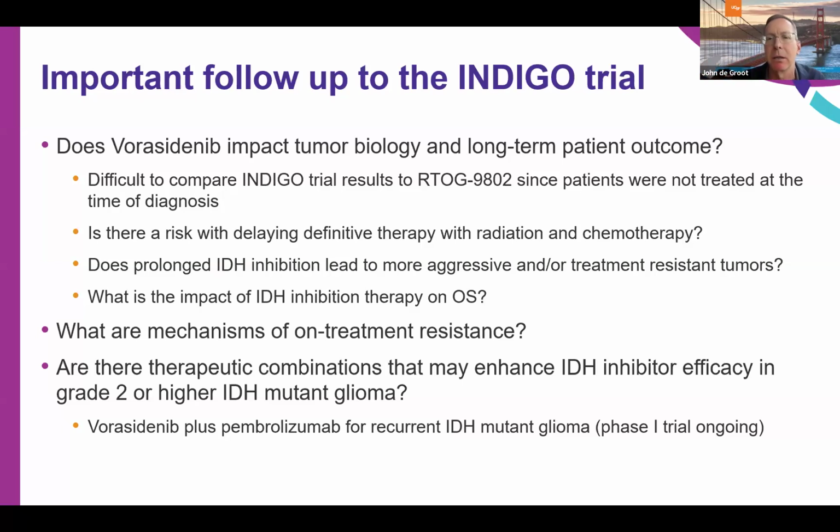Really important as we're starting to think about combination therapies. And there are some studies that are ongoing and being developed to see what we could do to enhance the efficacy of these IDH inhibitors, either in just grade 2 tumors or even in higher grade IDH mutant glioma. And currently there's a clinical trial in recurrent enhancing glioma, looking at Vorasidenib plus pembrolizumab, also called Keytruda, the checkpoint inhibitor, to see if that might be more effective in the subgroup of patients.